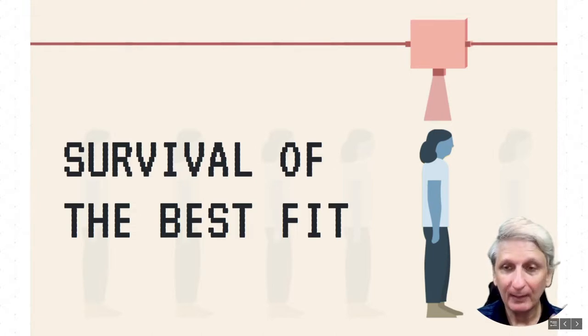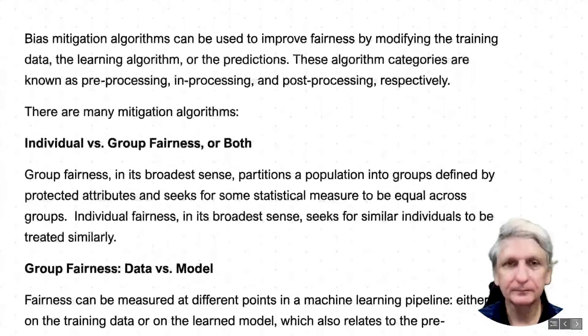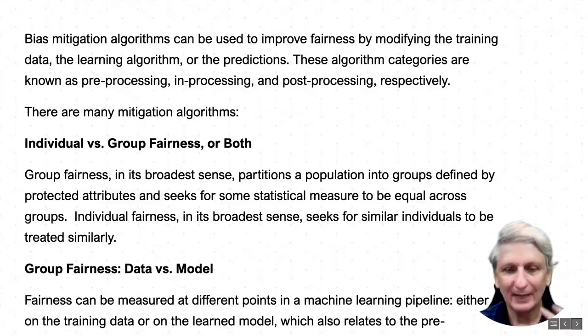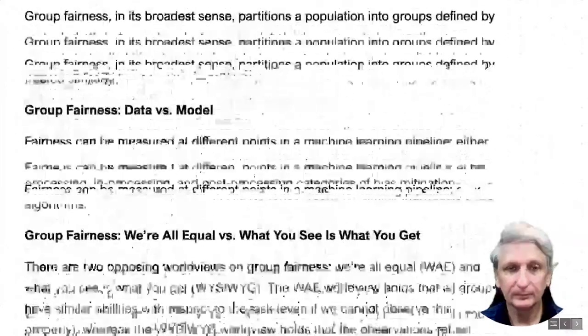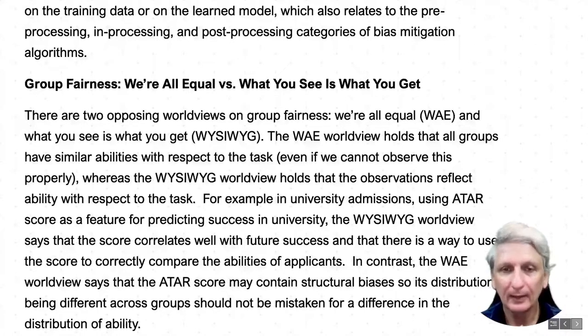And obviously that's not a great thing to happen, be that through student assessment or through various other processes that we can incorporate using machine learning. So there are some various categories of bias, individual versus group fairness, or both, and the data model being fair versus the group model. And there's an example here around ATAR with the WYSIWYG, what you see is what you get, and the we're all equal views of bias as to how we apply our group fairness.